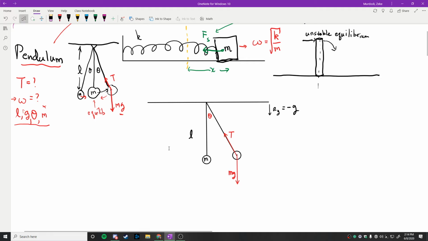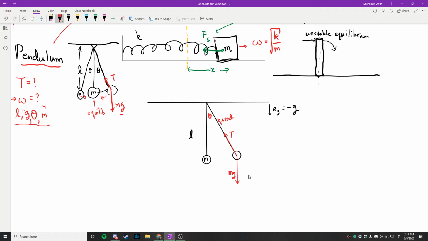Now the next thing I want to do is I'm going to basically look at the system and say that this tension force and this weight here, well, there's going to be some component of the weight that points off in this direction here, what we call the radial direction. So I'm going to call this direction the radial direction. Positive radial direction is going to point that way.